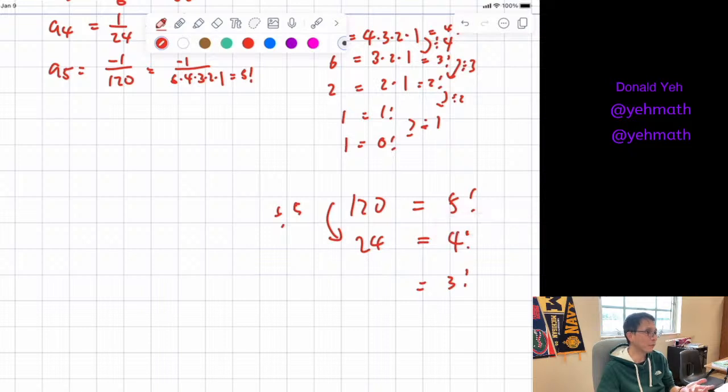But anyway, 0 factorial is going to be 1. That's just a very simple illustration of why that is 1. If it doesn't make sense, you can probably find a better explanation somewhere, but that's the way I explain it.